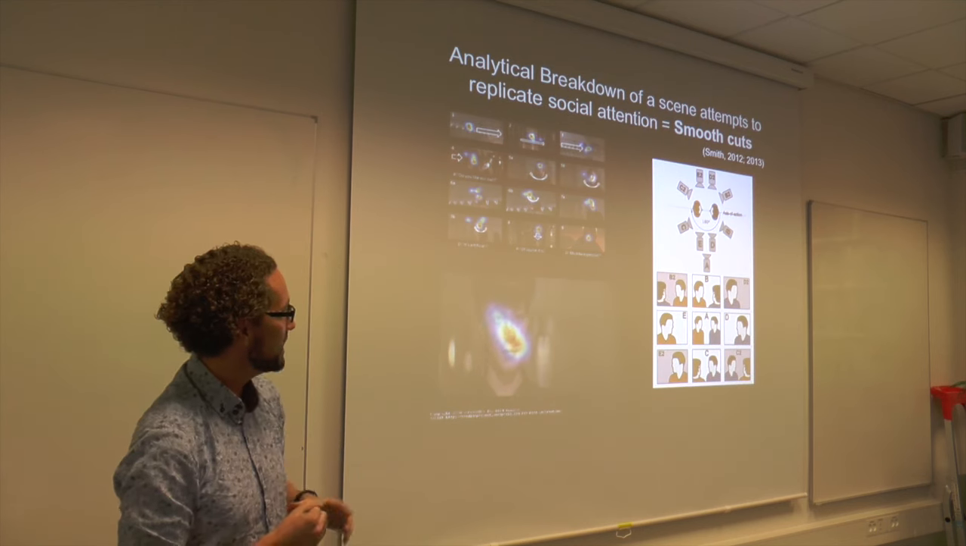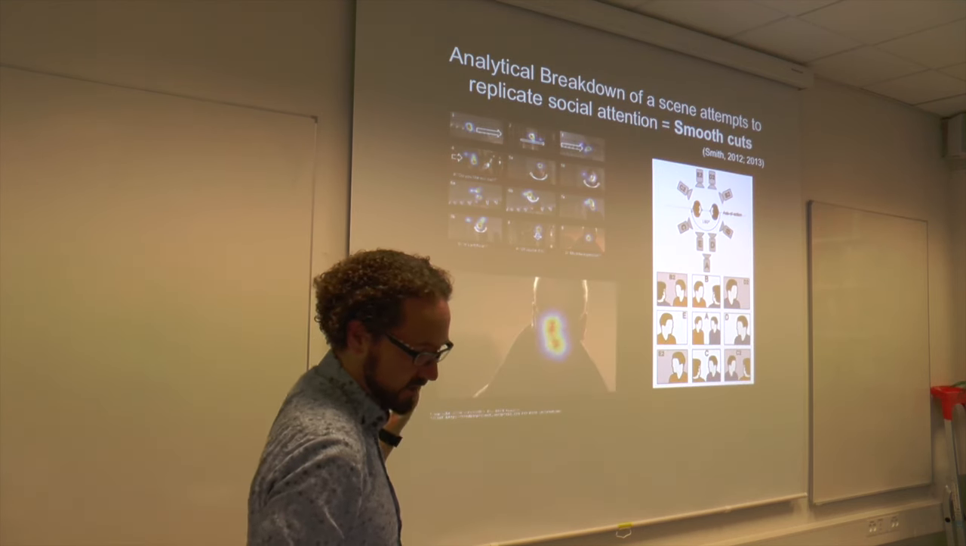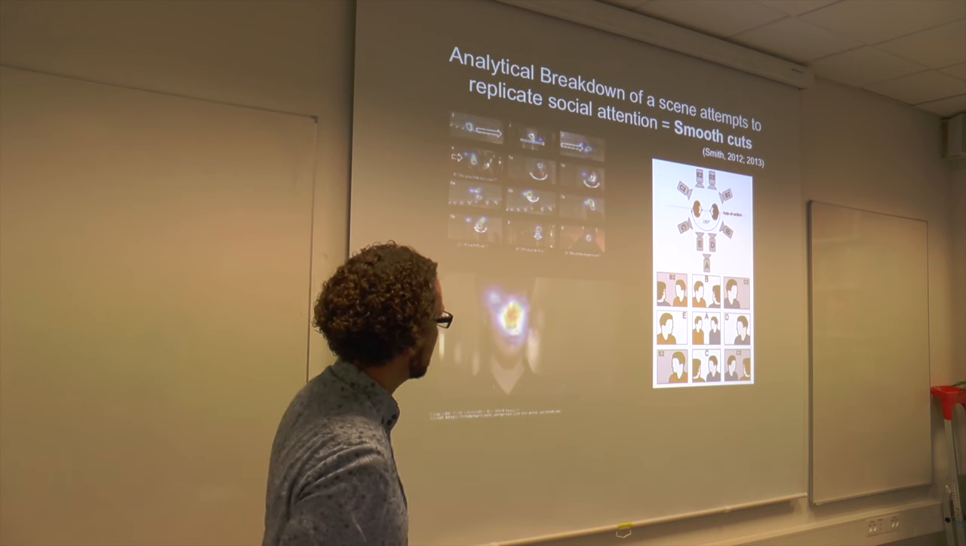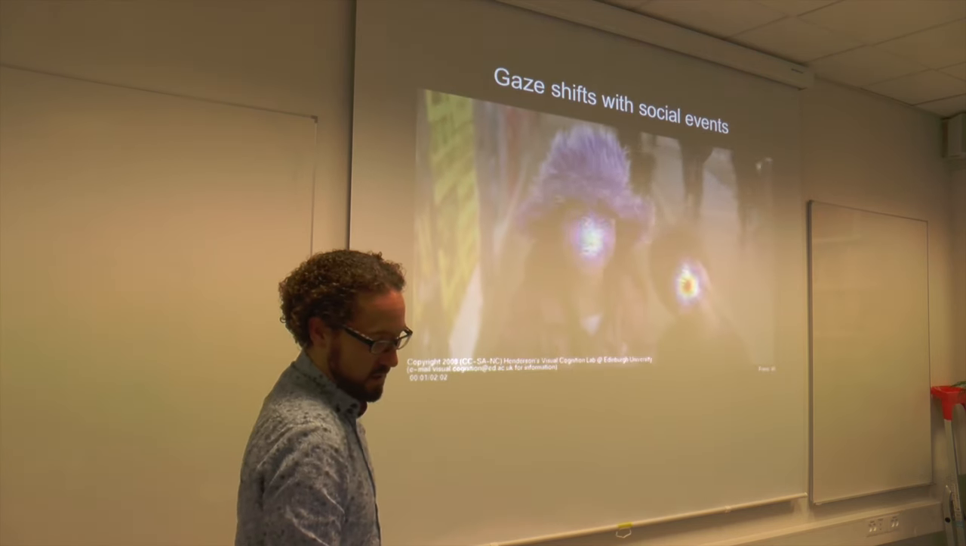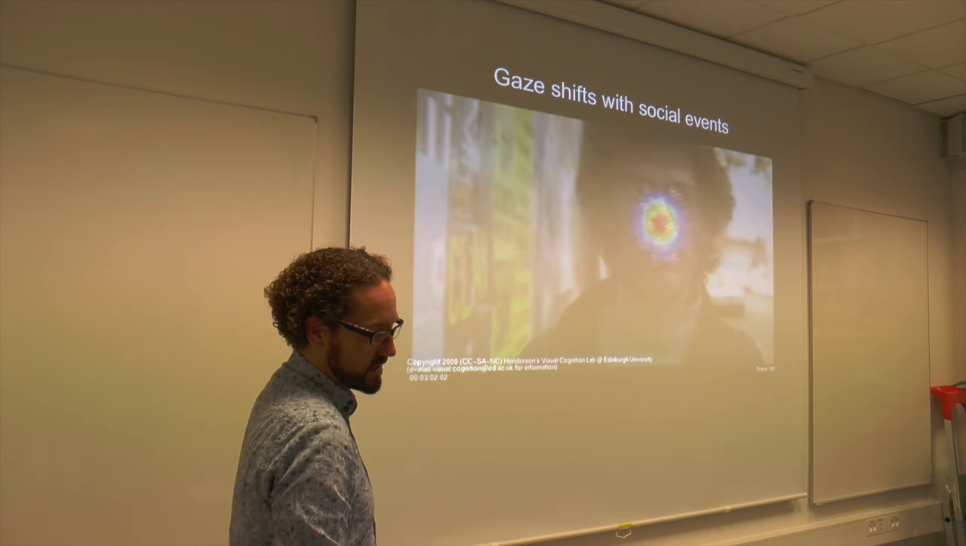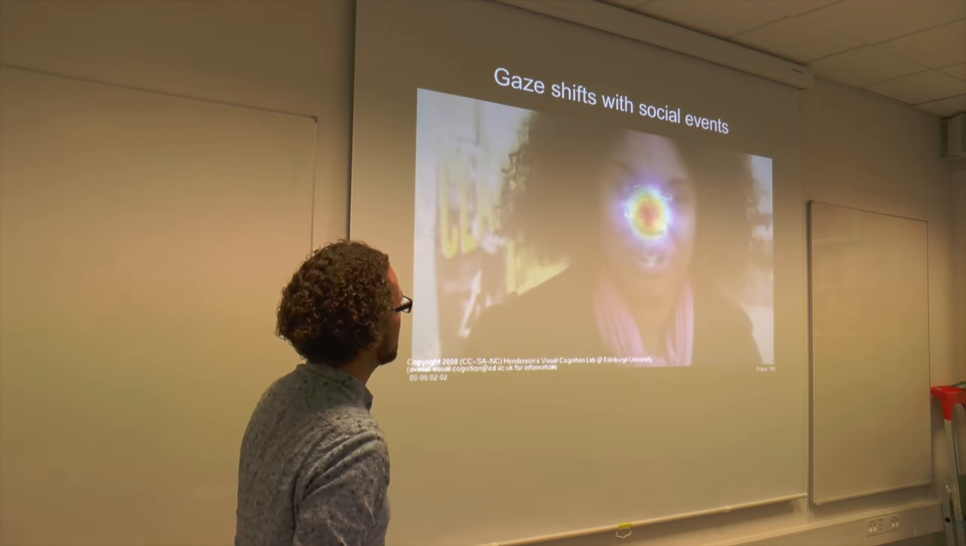So you can predict highly where people are going to look just by identifying the motion in the image and also where the faces are. And we can see that actually the gaze is shifting with the social events.